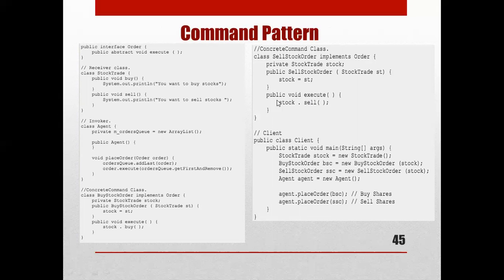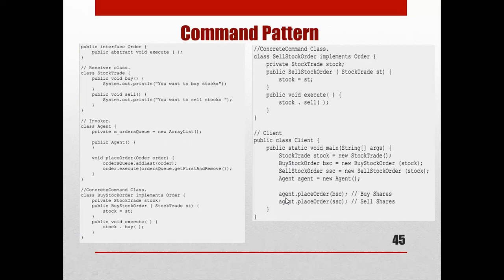stock trade. Okay, so now we are going to implement the client, that is our main method. The client has the main method with all these classes, and the receiver class with its object. We are going to pass the parameter to that object. Then we have the invoker class here. Then the concrete command classes are there. Here you can see the stock trade, this is the receiver class with this object. Then buy stock order with object, then sell stock order with object. We are going to pass the object as a stock.